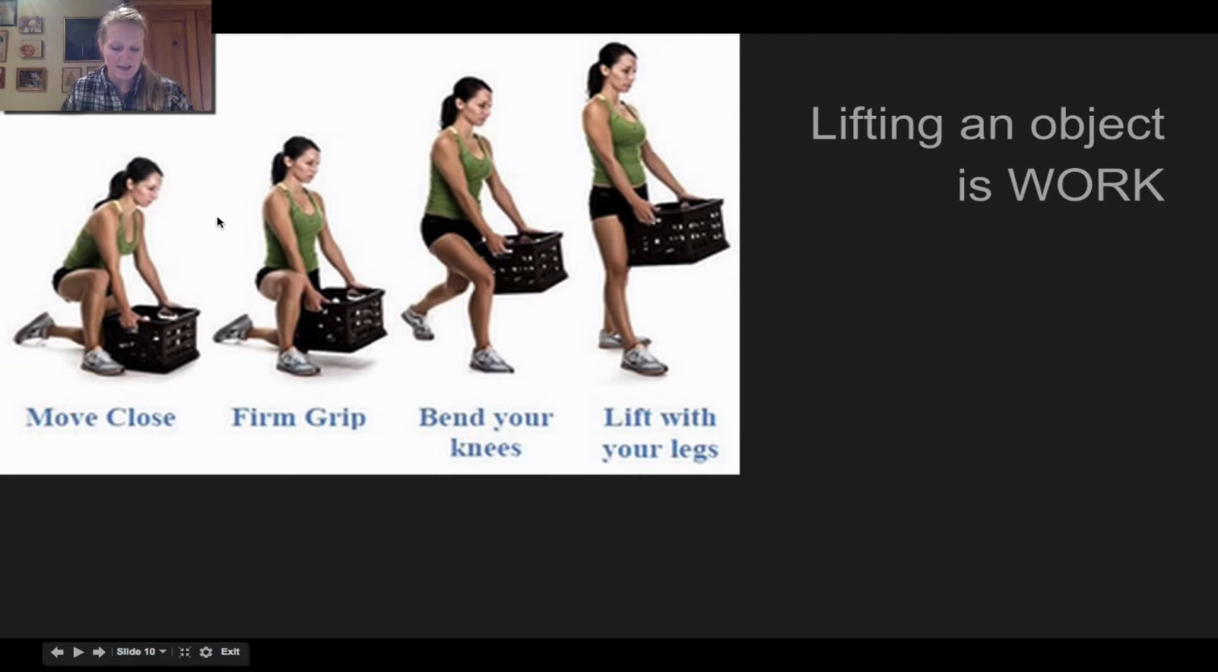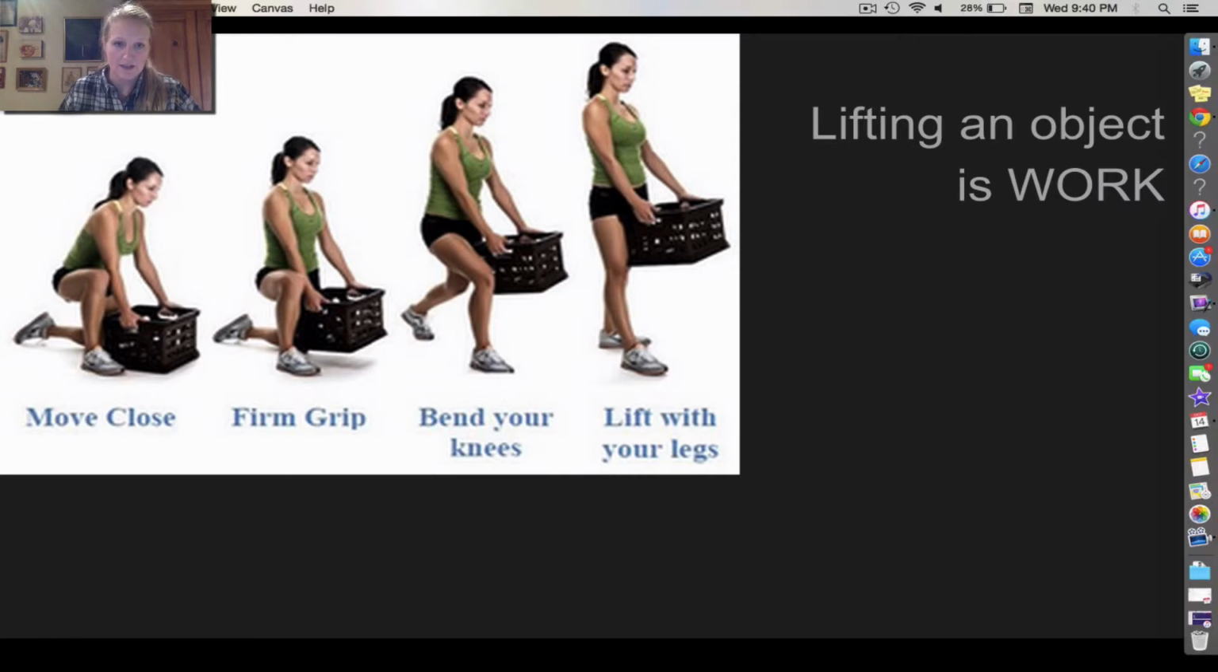So lifting an object is work. It is classified as work because the force is in the upward direction. It's lifting up, and so the direction of the motion is the same. That's why it's considered work. The direction of the motion and the force are both the same, up and up.